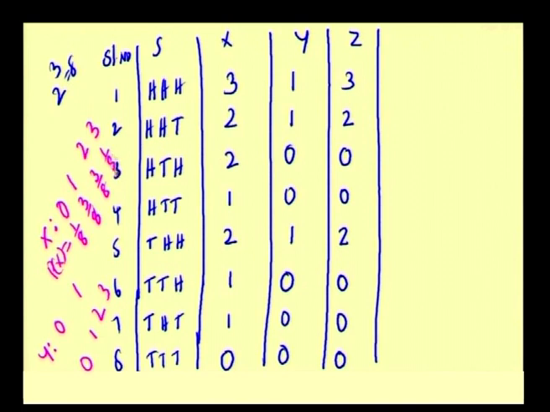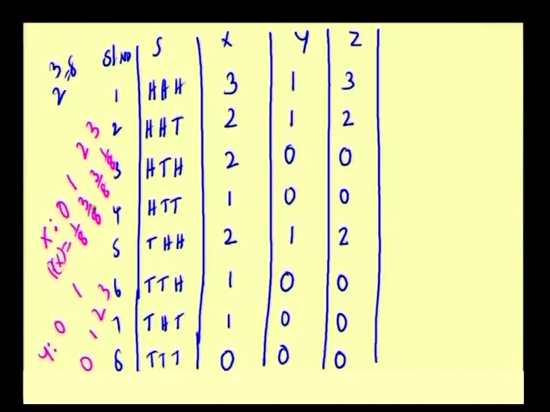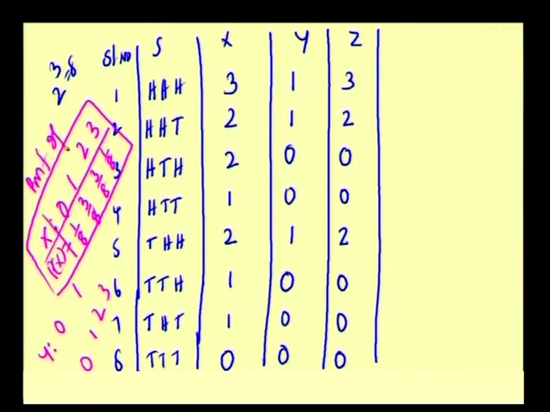To check whether this is the correct probability function of x, when you add all the probabilities, you should get the total probability as 1. So 1 by 8 plus 3 by 8 plus 3 by 8 plus 1 by 8 gives you total probability as 1, 8 by 8. So this is the PMF of x.